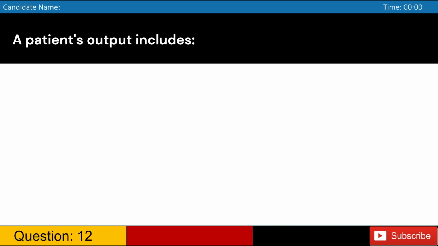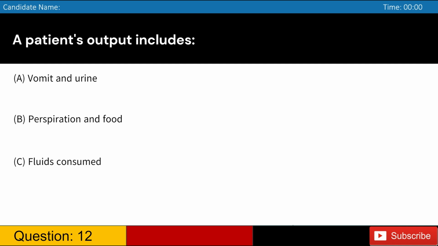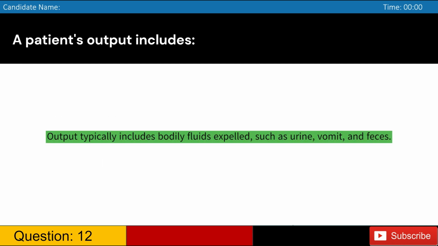A patient's output includes: A. Vomit and urine. B. Perspiration and food. C. Fluids consumed. D. Both A and B. Answer, A. Output typically includes bodily fluids expelled, such as urine, vomit, and feces.